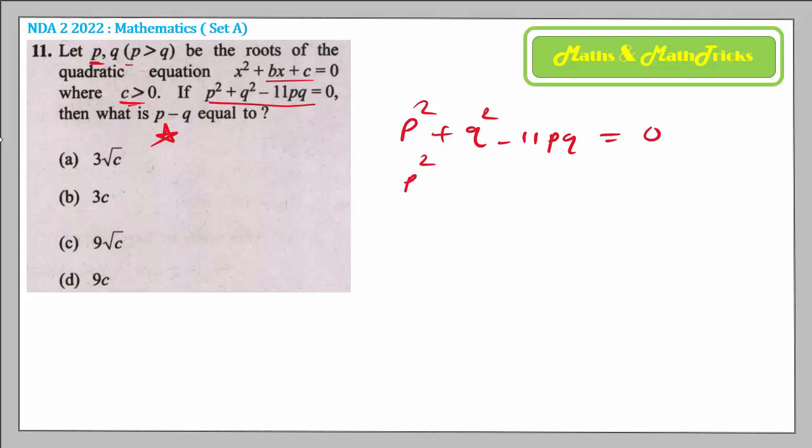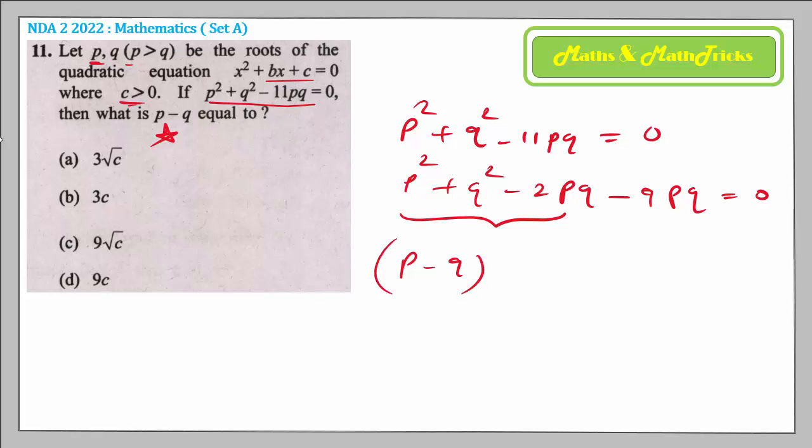In this formula, you can get the simplification as P square plus Q square minus 2PQ minus 9PQ is equal to 0. So the first three terms are going to give you the binomial P minus Q the whole square, which is equal to 9PQ. Taking square root on both sides, you will get, yes, 3 root over PQ.